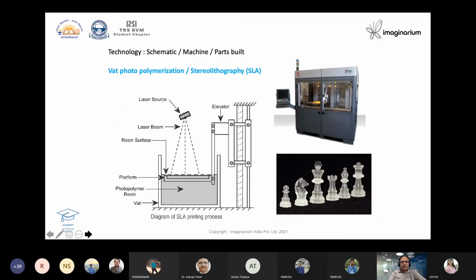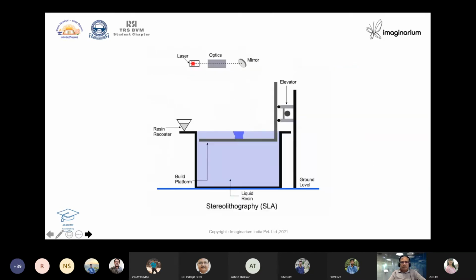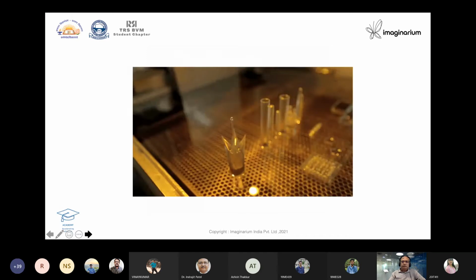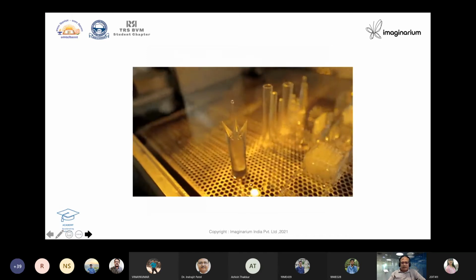You can see this is the photopolymerization setup. Let us see a kind of animation of this. So you can see laser source, optics and mirror. The galvano is trying to make a kind of drawing. And at every level, you get a kind of model made, and finally it is ejected. So you can see how it is ejecting out.